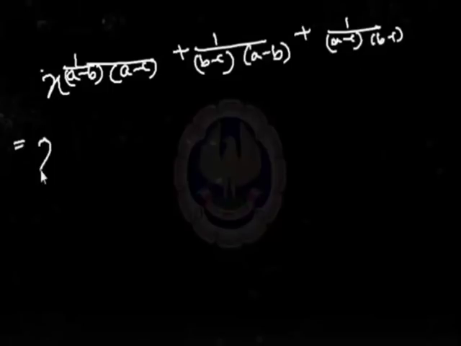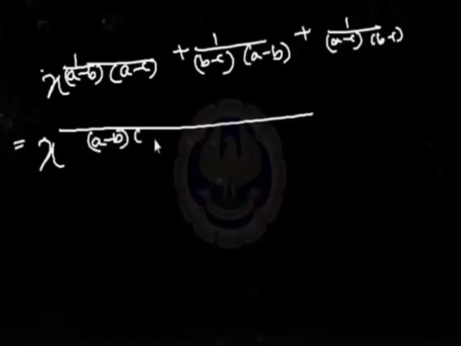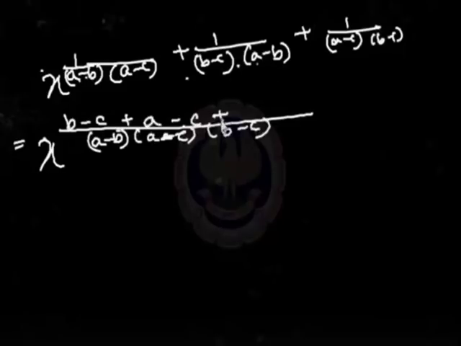So now let's just take the LCM. See, what would be the LCM? (a minus b) into (a minus c) into (b minus c). Agreed? So here what is missing in the first one is b minus c. In the second one, b minus c and a minus b are present, so a minus c is missing. In the third one, a minus c and b minus c are present, so you get a minus b. Agreed?